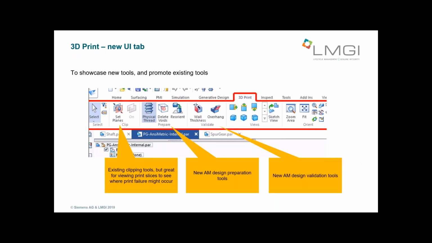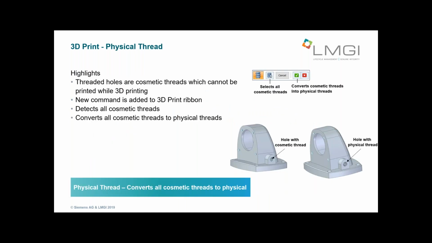So next up, a little bit of additive manufacturing. There's a whole new 3D print tab in the software. Setting planes for visualizing the design, deleting voids. Voids are a problem with some additive manufacturing processes, as are thin walls and overhang situations. It depends on the process, but these are tools that you can use to help you prepare for the additive process.